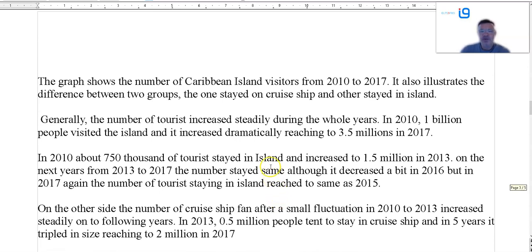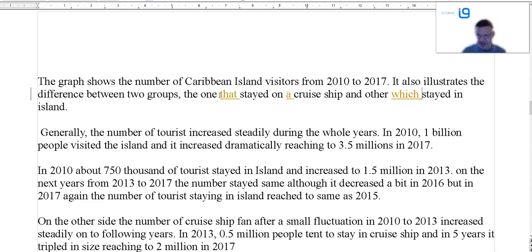The graph shows number of Caribbean Island visitors. Well, it's one particular island. The difference between the cruise groups. The one that stayed or which stayed on the cruise ship, on a cruise ship or cruise ships, and the other which stayed on the island. So, okay.